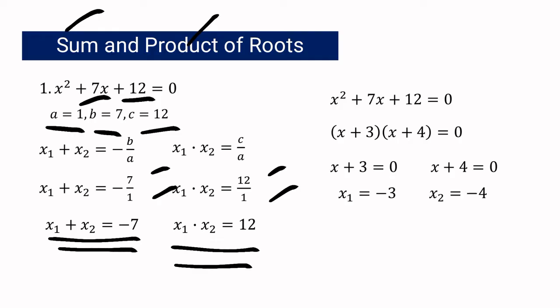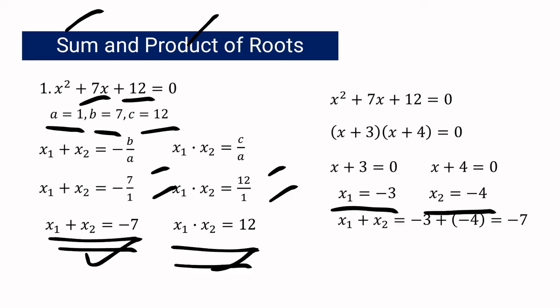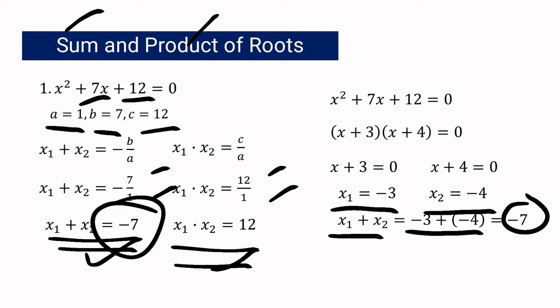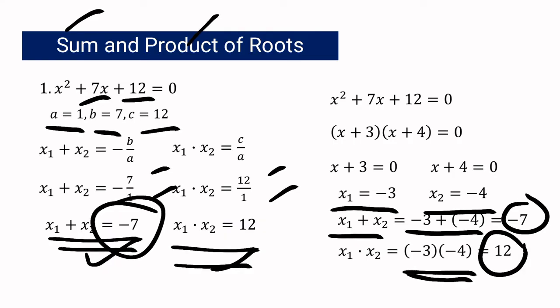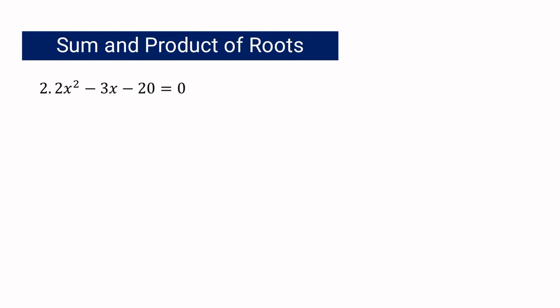Using addition property of equality, our x sub 1 will be negative 3 and our x sub 2 will become negative 4. To check if these two are correct, we are going to get the sum x sub 1 plus x sub 2. So you have negative 3 plus negative 4 and it is equal to negative 7. Therefore, this one is correct. And if we are going to get the product, x sub 1 times x sub 2, negative 3 times negative 4, it is equal to positive 12. And we have a positive 12 here. Did you get it?